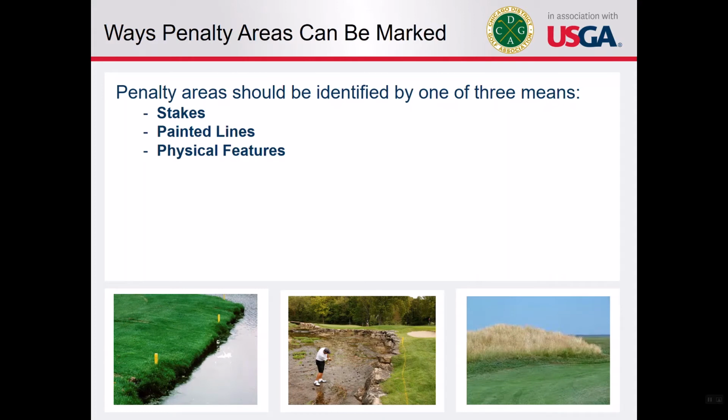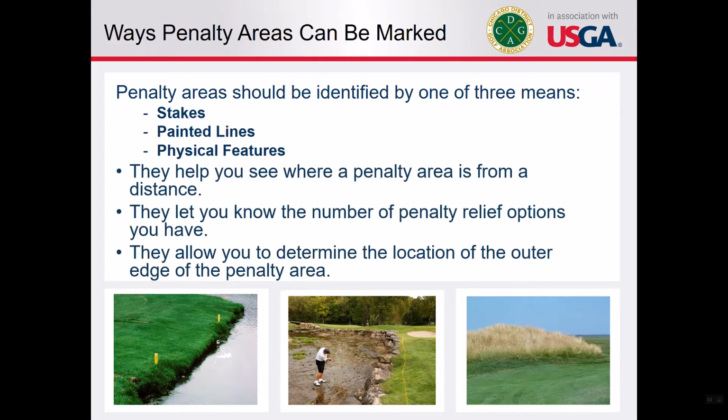Penalty areas should be marked, and the committee may use stakes, painted lines, or physical features to define the boundary of a penalty area. The markings not only help the player locate the penalty area and define the boundary, but they're also used to let the player know the number of relief options.